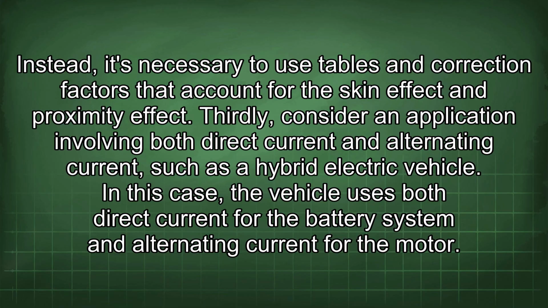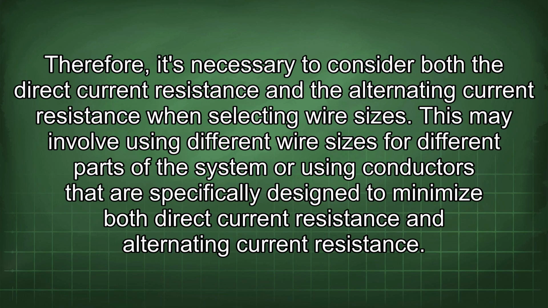Thirdly, consider an application involving both direct current and alternating current, such as a hybrid electric vehicle. In this case, the vehicle uses both direct current for the battery system and alternating current for the motor. Therefore, it's necessary to consider both the direct current resistance and the alternating current resistance when selecting wire sizes. This may involve using different wire sizes for different parts of the system, or using conductors that are specifically designed to minimize both direct current resistance and alternating current resistance.